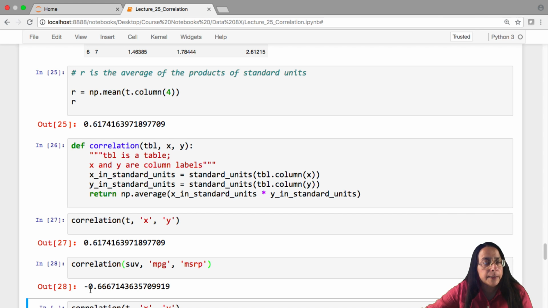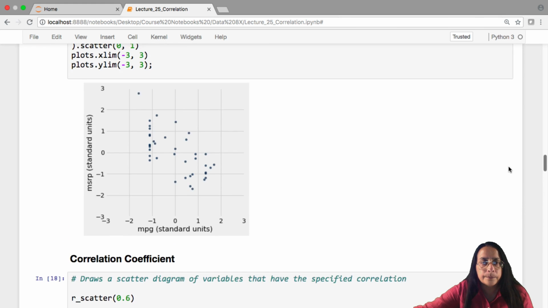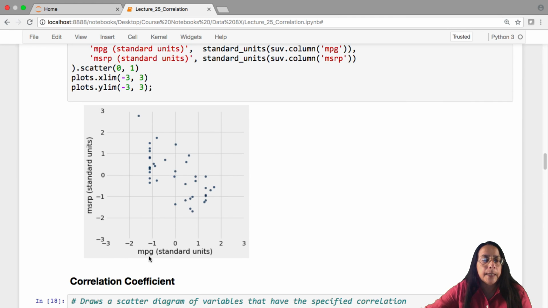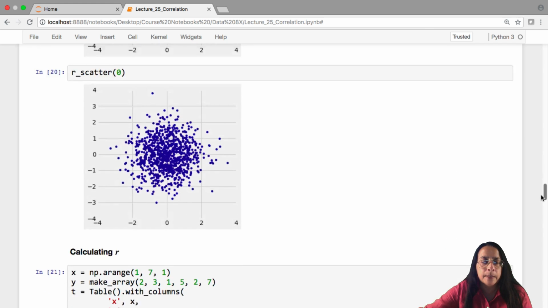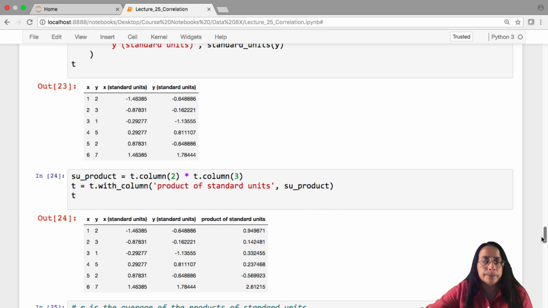Minus. Should it be minus? Let's go back and look at the scatter diagram. This was it. You had miles per gallon and price, and the trend was downwards, so negative association, yes, makes sense, and should not be minus 1. Ends up being about minus 0.7-ish.